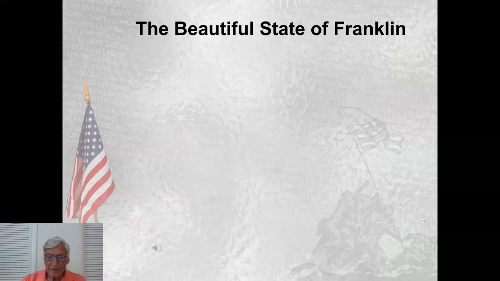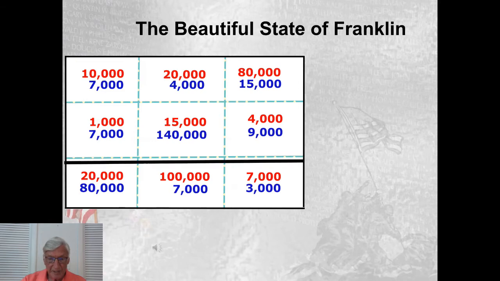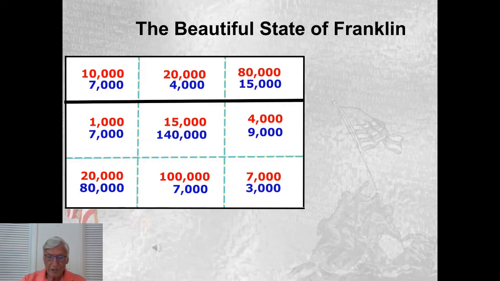Now I'm going to take you to the beautiful state of Franklin. The beautiful state of Franklin is a nice boxy looking state, just like Nebraska or South Dakota or North Dakota and so forth. And it has 9 precincts in it. You can see the population by Republican being red and Democrat being blue in each one of those precincts in the state. So the state legislature meets and they divide the state into 3 congressional districts. And that's how they draw the line.